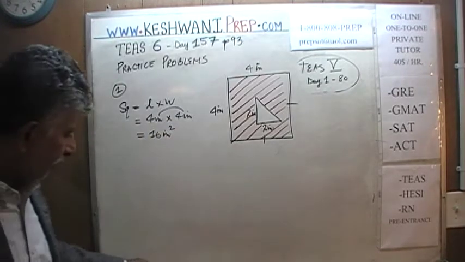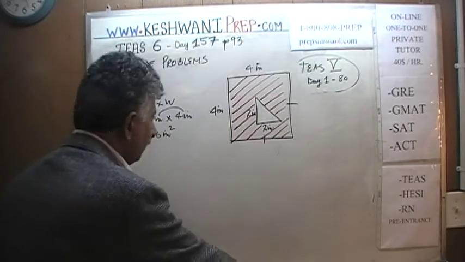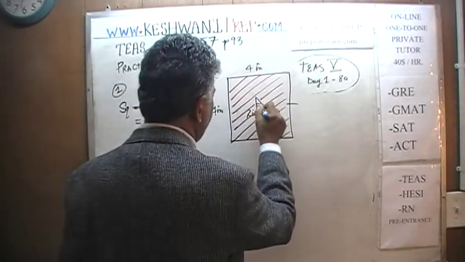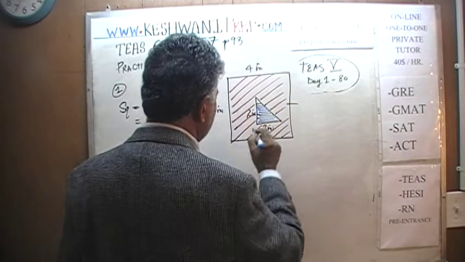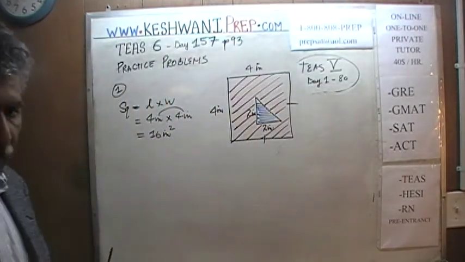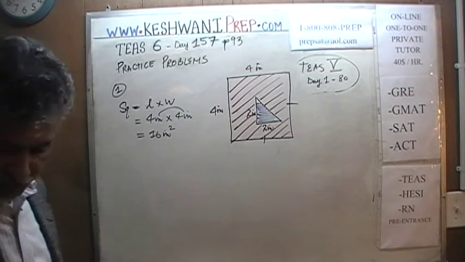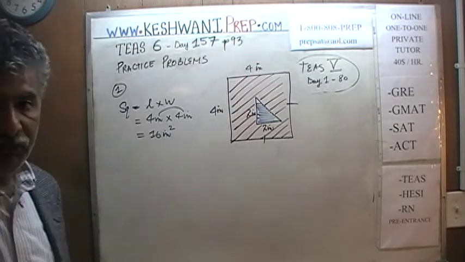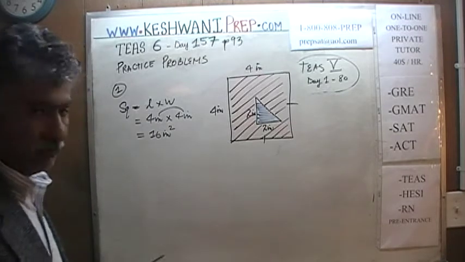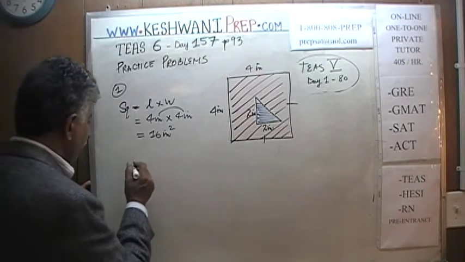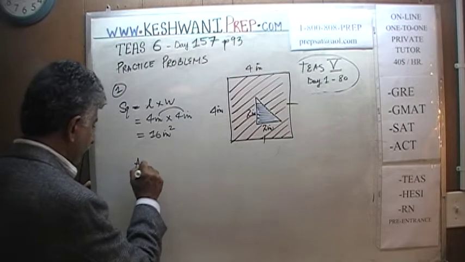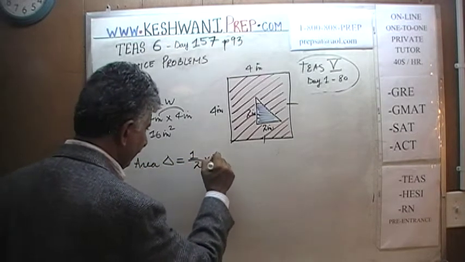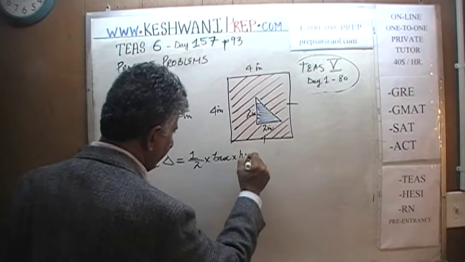And from that, all we have to do now is to figure out the area of the triangle, and subtract it from the area of the total complete square. And whatever is remaining must represent the shaded region. Let's find out the area of the triangle. Area of a triangle is simply 1/2 base times height.